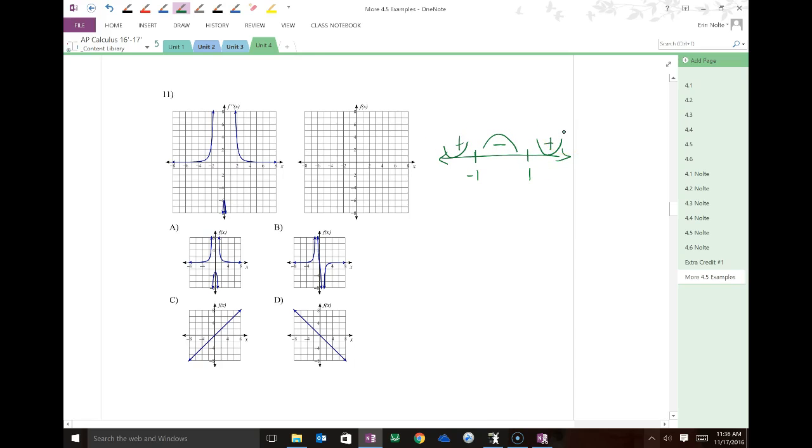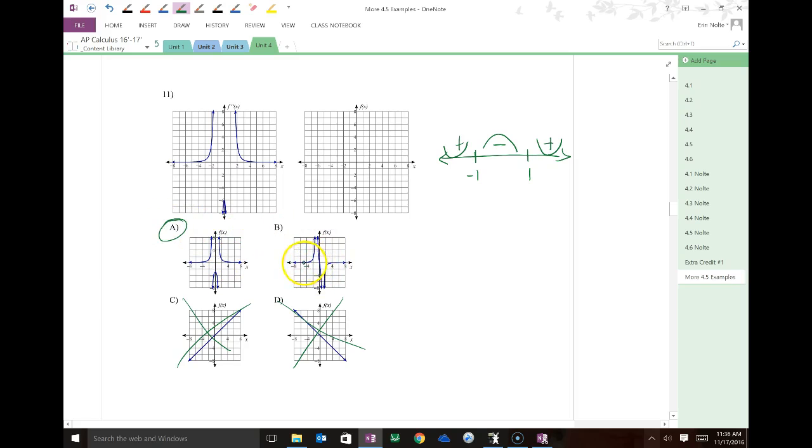Okay, so again, trying to figure this out. I wish they didn't give us straight lines, because those have no concavity. Those are easy to eliminate. Would A work for this? Does this piece have a happy face? Yeah. Sad face? Yeah. Happy face? Yeah. So A definitely could work.